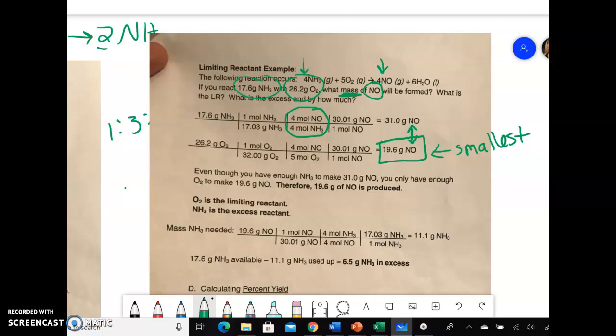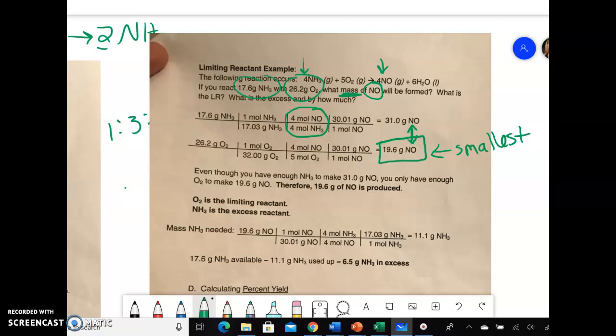So I see a lot of students that will set one fence up and turn it into NO, and then you see how in the reaction there's also some water. They'll turn the other one into water, and then they'll try to compare them, but you can't compare apples to oranges. They have to be the same chemical to compare them. So make sure you're turning them into the same amount.